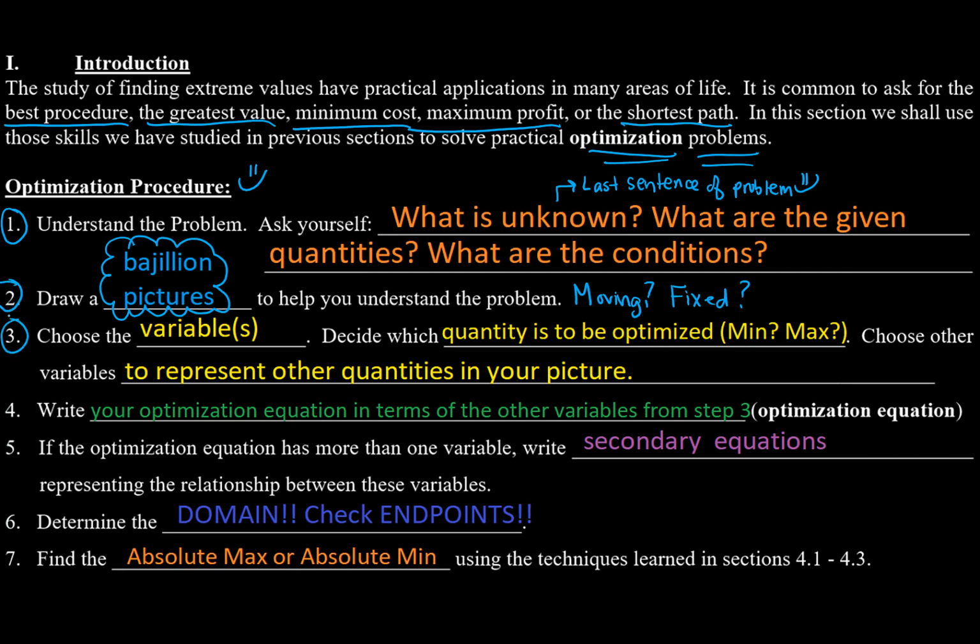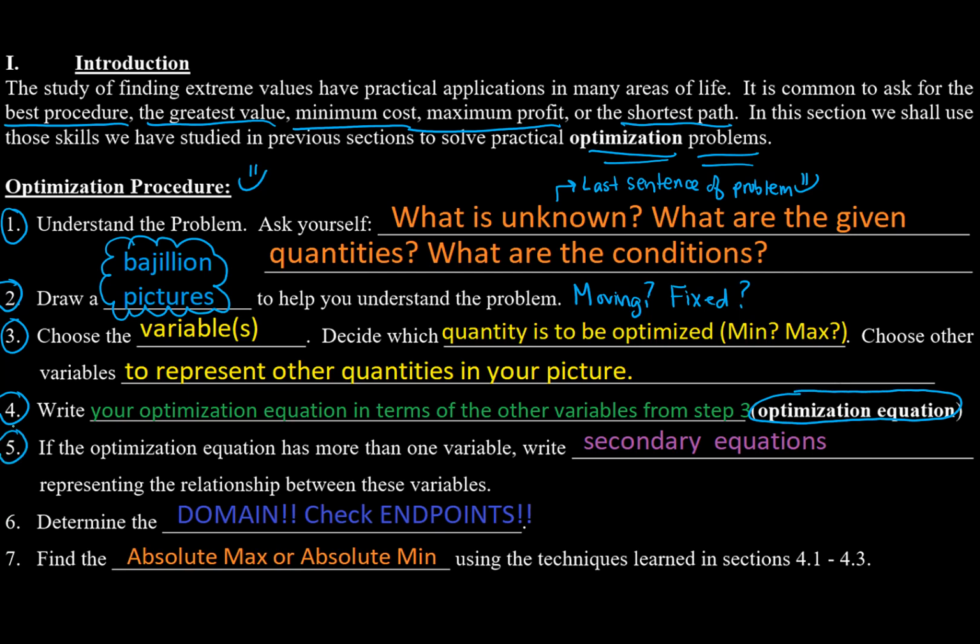That's step 2. Step 3, choose your variables. Decide which quantity is to be optimized. Also decide, is it a minimum or a maximum? Then choose other variables to represent other quantities in your picture. Next, step 4, you're going to write your optimization equation in terms of the other variables from step 3. This is where you have created your optimization equation.